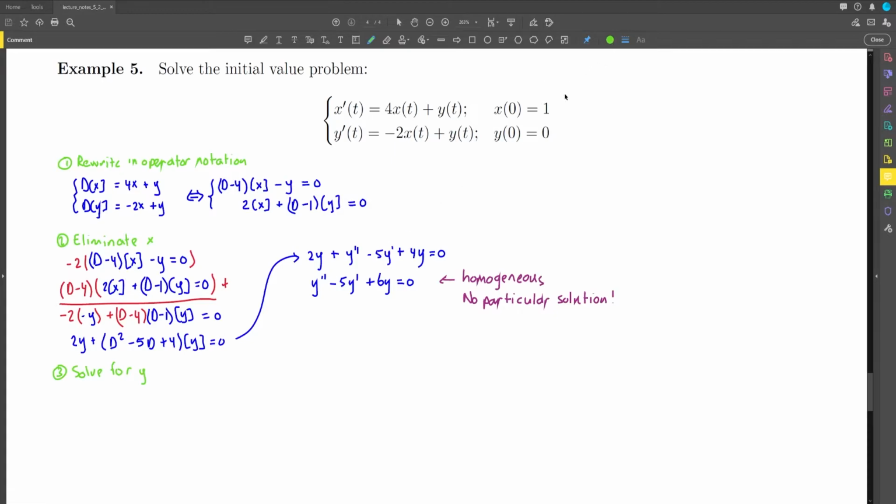And in order to do so, we're going to take a look at the auxiliary equation. The auxiliary equation here is given by r squared minus 5r plus 6 equals 0. And that factors as r minus 2 times r minus 3 equals 0. And so the roots are r equals 2 and r equals 3. And therefore, a general solution for y is given by y of t equals c1 e to the power 2t plus c2 e to the power 3t.